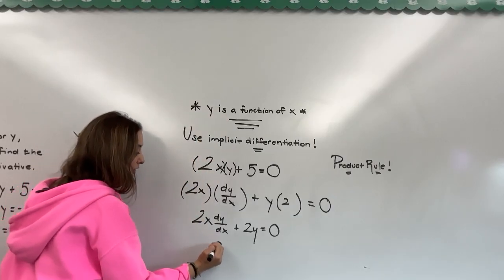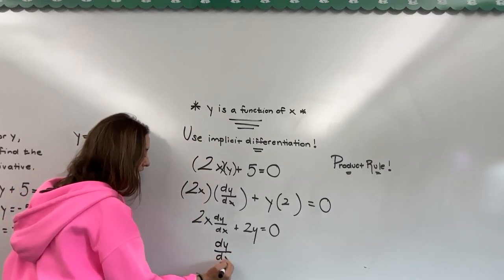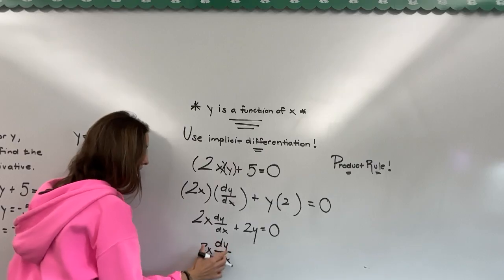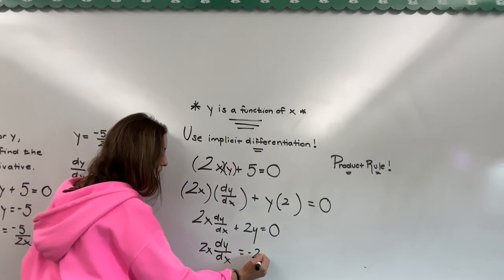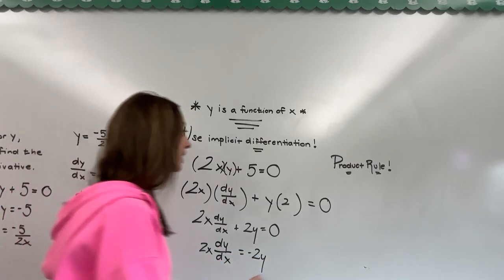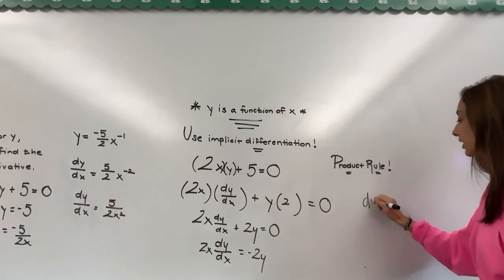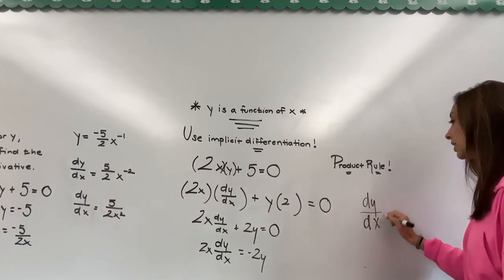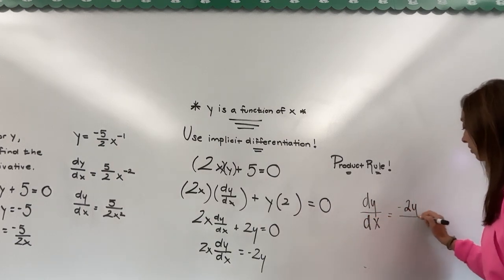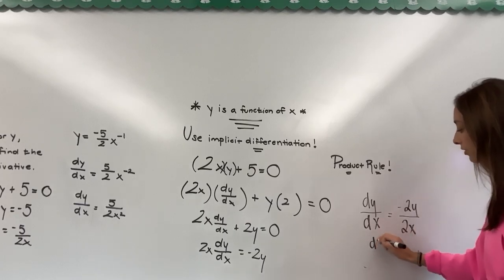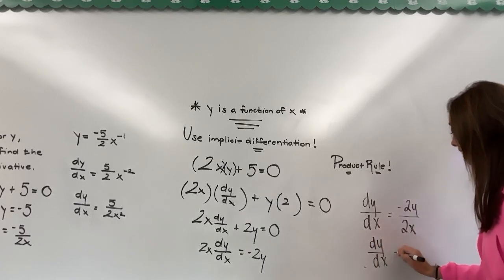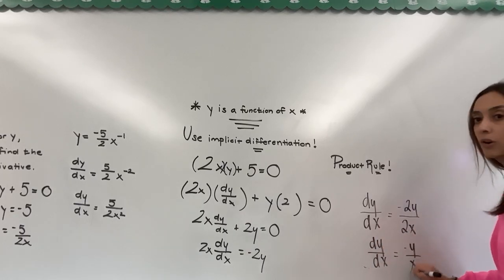So I'm going to solve for dy dx using my algebraic brain. I have 2x dy dx is equal to negative 2y. Solving for dy dx, I'm going to divide everything by 2x. I get negative 2y over 2x, and my derivative then is negative y over x.